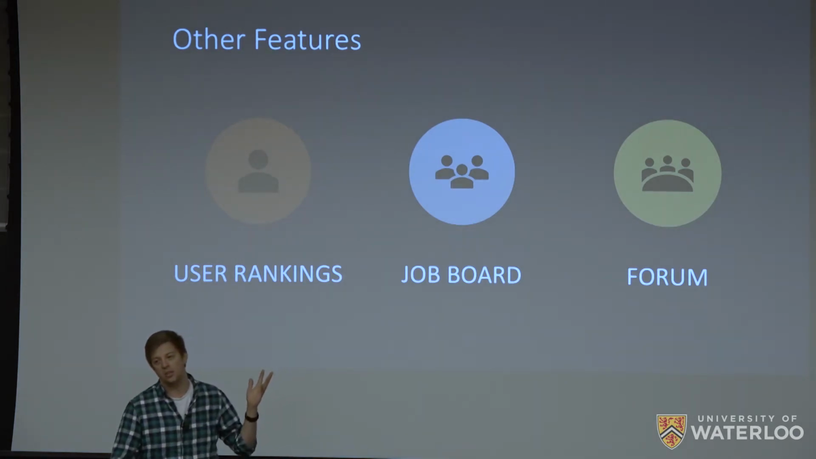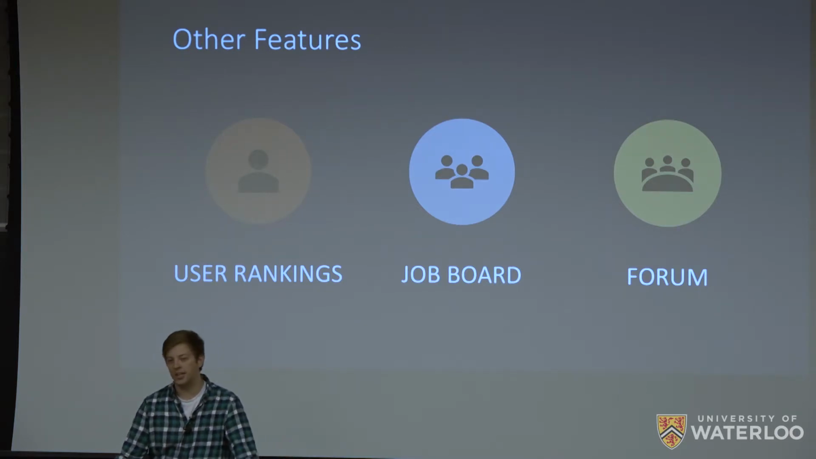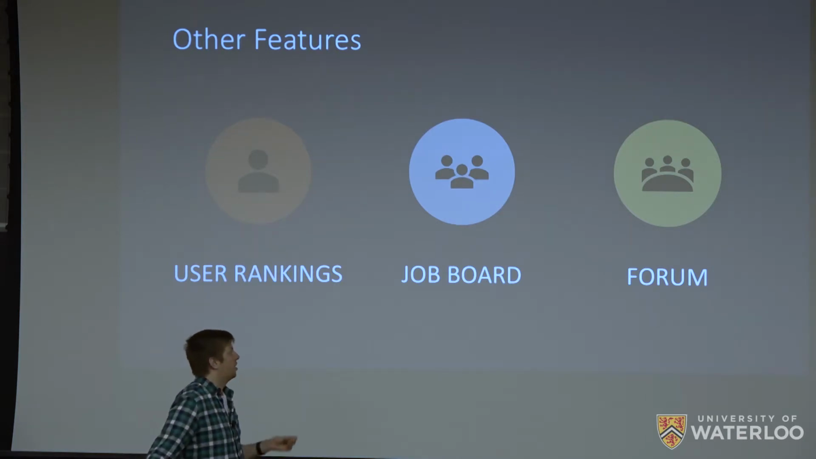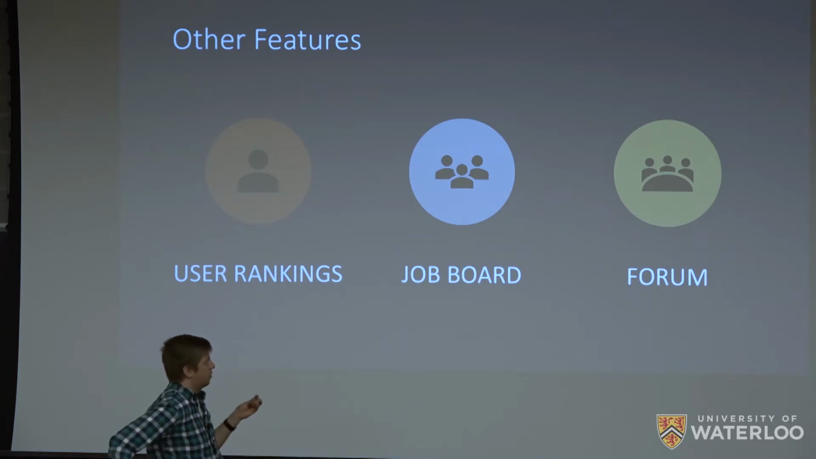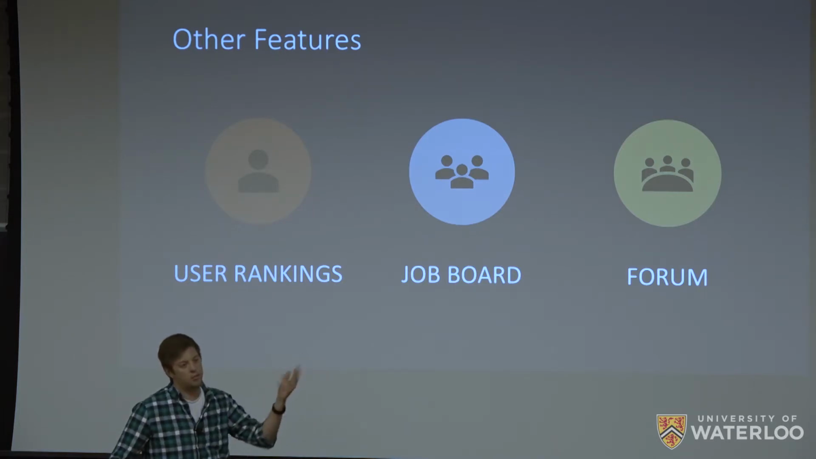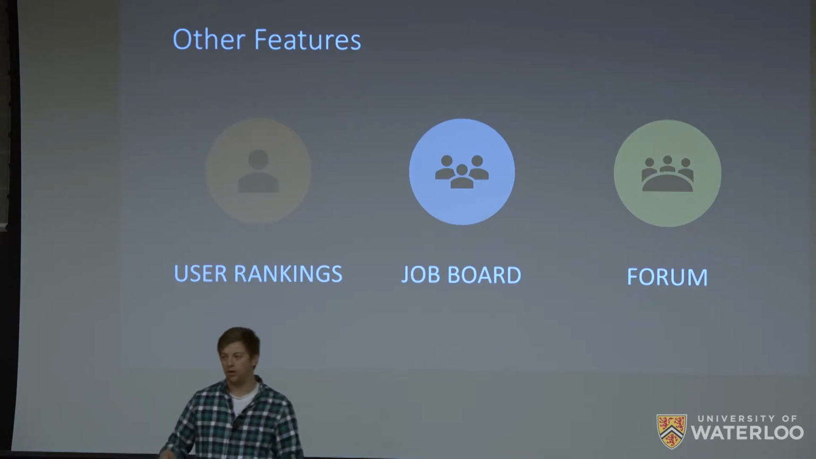Some other useful features of Kaggle are the user rankings. So if you compete in a bunch of competitions and you do well in them, then you'll have a high user ranking, and people like to brag about that. They have a job board and a forum, which I haven't used. For the job board, I'm not sure how active it is. For the forum, it's generally for discussing a particular data set and some feature of the data that you're observing, or how do I do this?